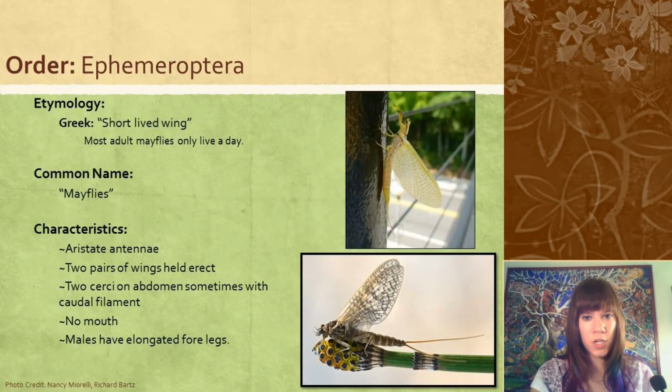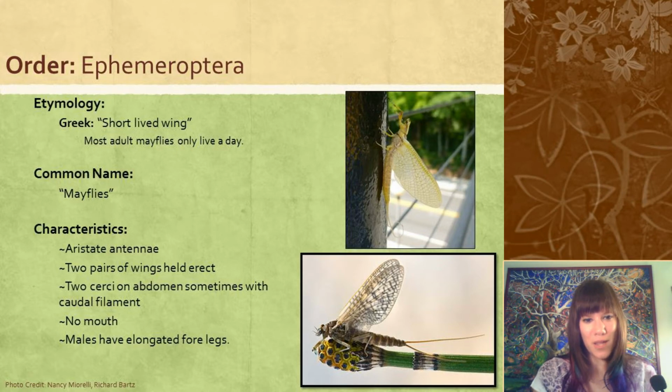So the first order is Ephemeroptera, and in Greek, Ephemeroptera just means short-lived winged, and that's because the adults of this group only live for a day. Like, they live in the river or aquatic habitat as a larva, and then they emerge for a day, and then they die. The end.